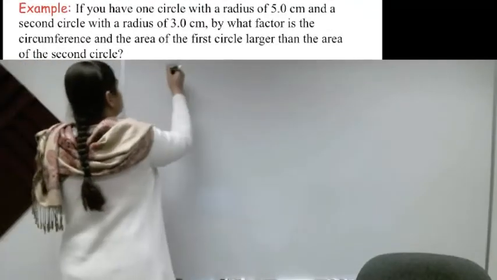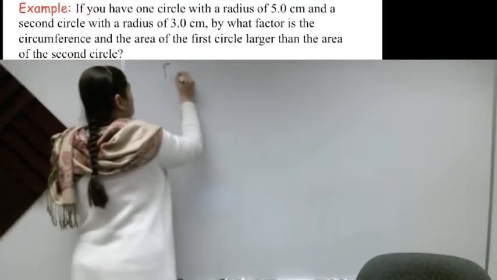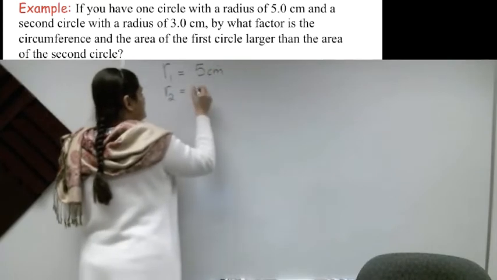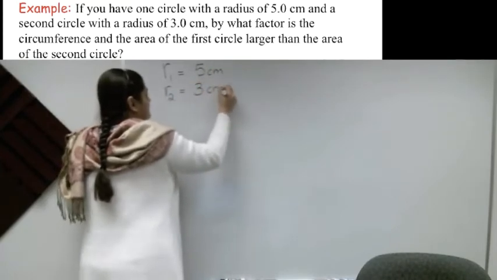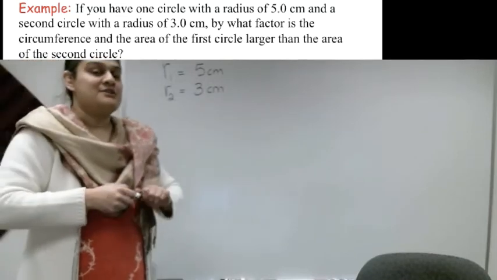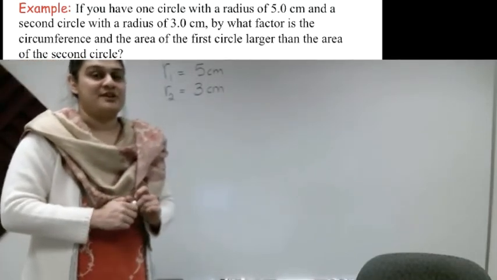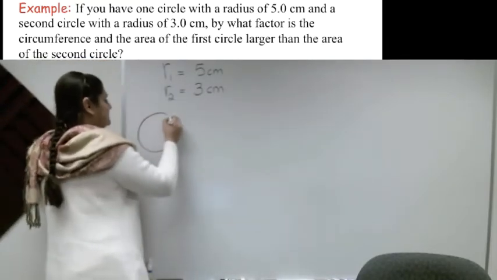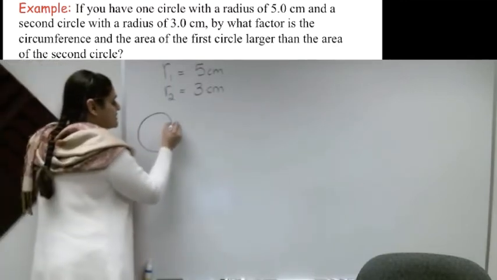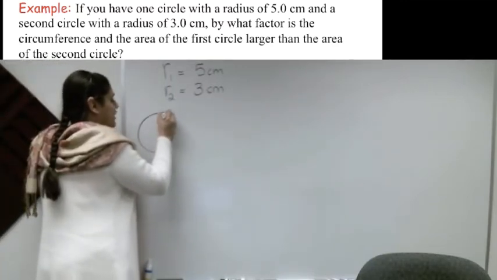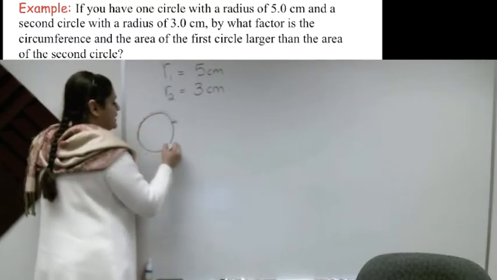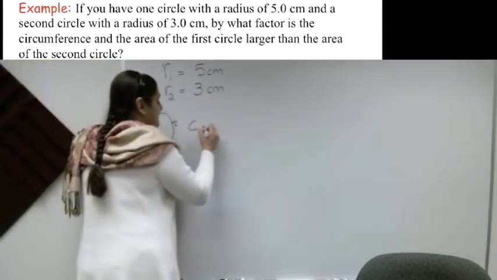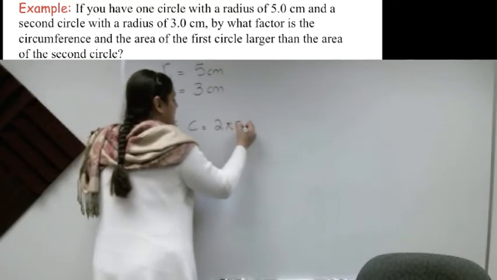So we are given two circles, one with radius R1 and one with radius R2. The first circle is 5 centimeters in radius and the second circle is 3 centimeters in radius. Okay, now here's to test your knowledge. What do you know about circumference? What is the formula for circumference of a circle? So if you have a circle, circumference is if you had a person standing here and he's walking all the way around it and he comes back to the same spot. That is the circumference of a circle. Mathematically given as 2 pi r.